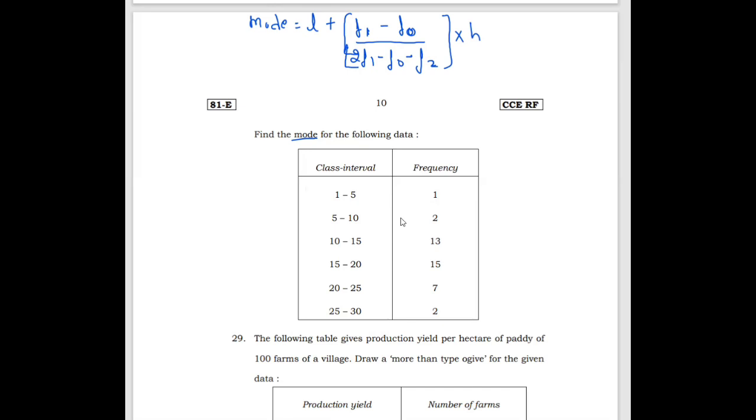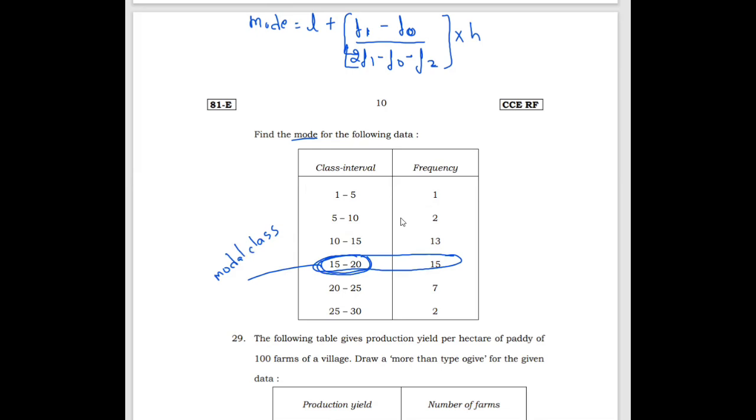So the first step in the mode is to select the maximum frequency. Here this 15 is called the modal class. They might also ask in a 1 mark question, what is the modal class of this? The class interval with the maximum frequency is called the modal class. First, always select the maximum frequency.